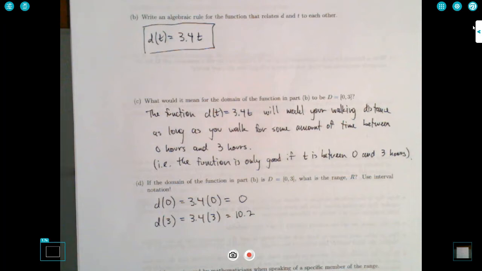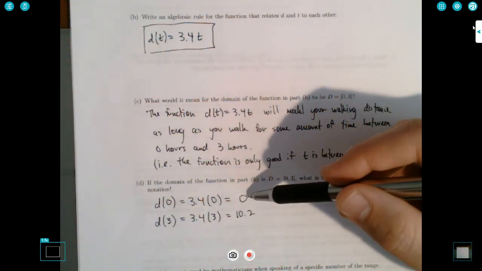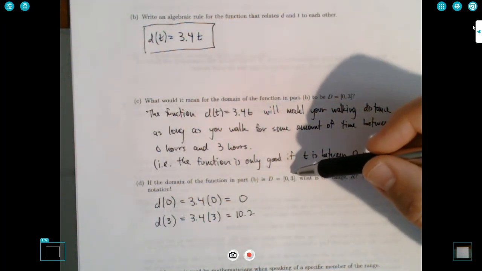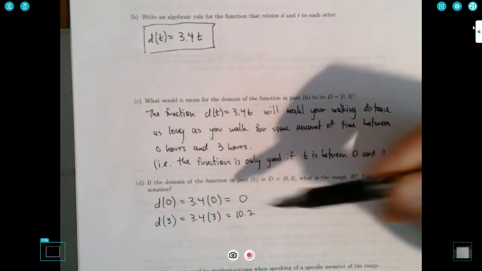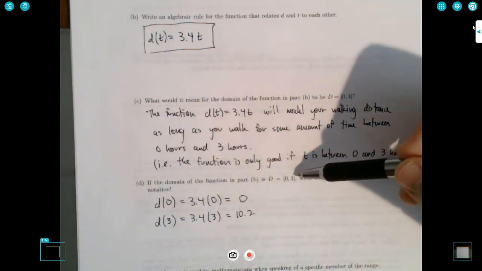Yeah, 10.2. Okay, so it stands to reason that you're never going to get an output smaller than 0, because as long as you're walking for some amount of time, you're going to go some distance. So the distance is never going to be smaller than 0. And the distance is never going to be larger than 10.2, because you're only going to walk for up to 3 hours. You're not going to walk longer than 3 hours.